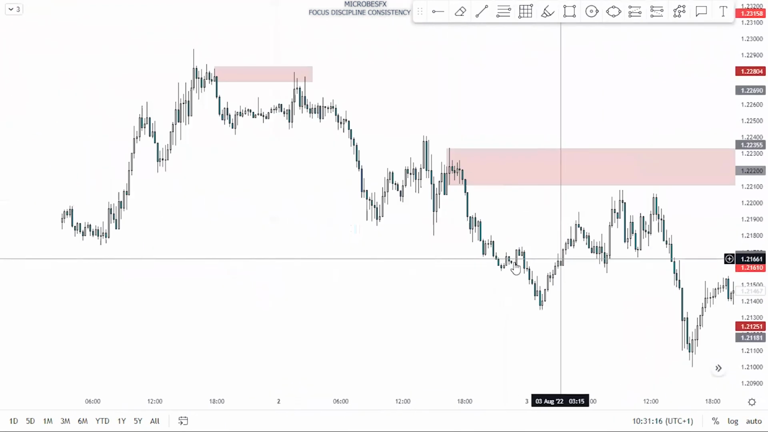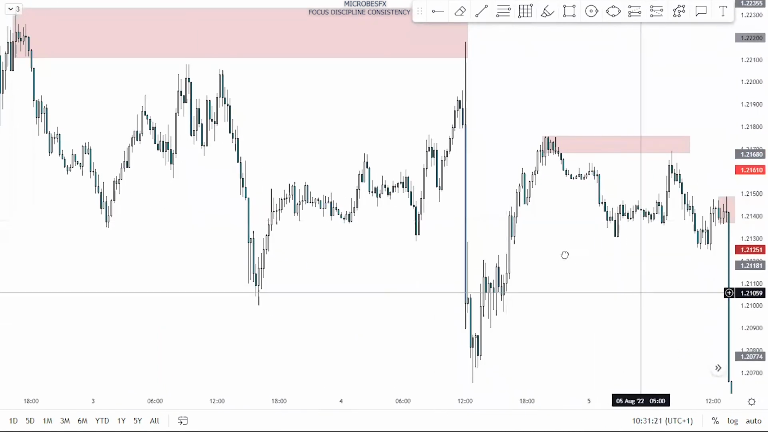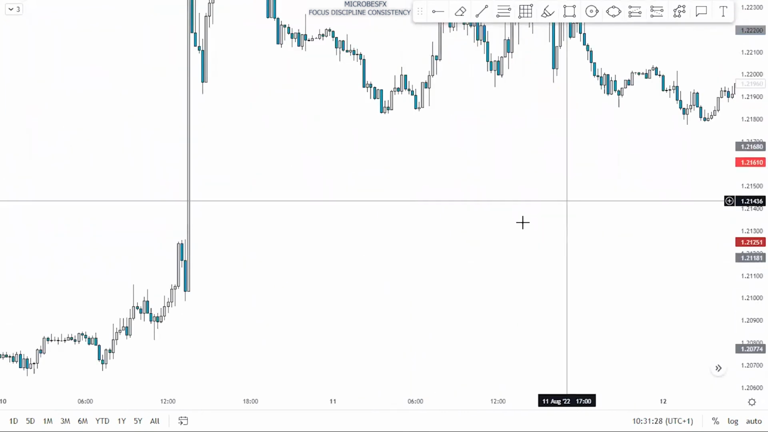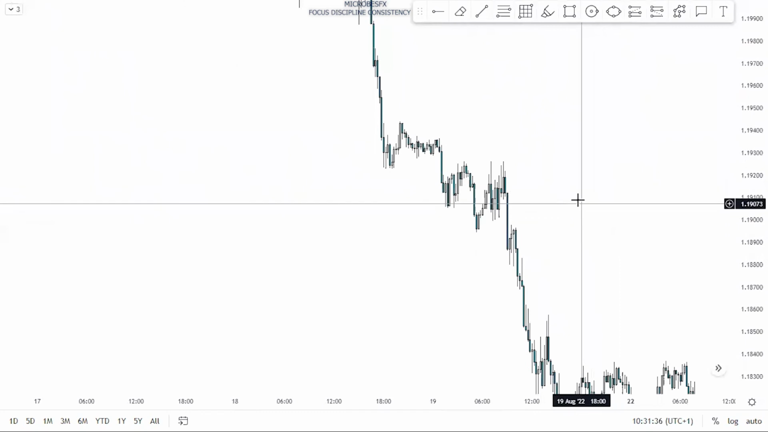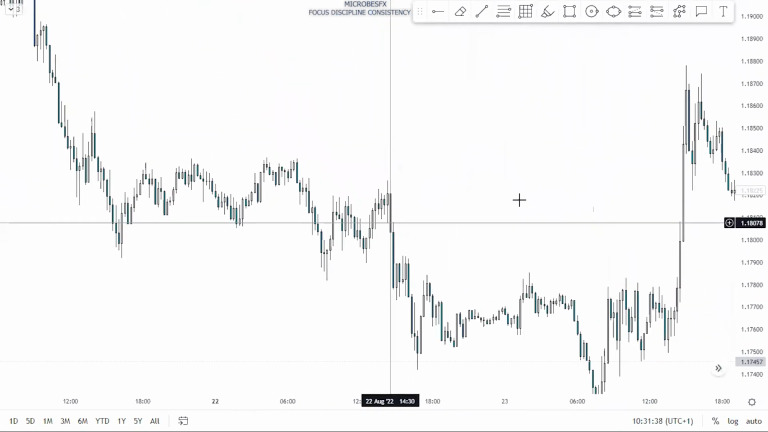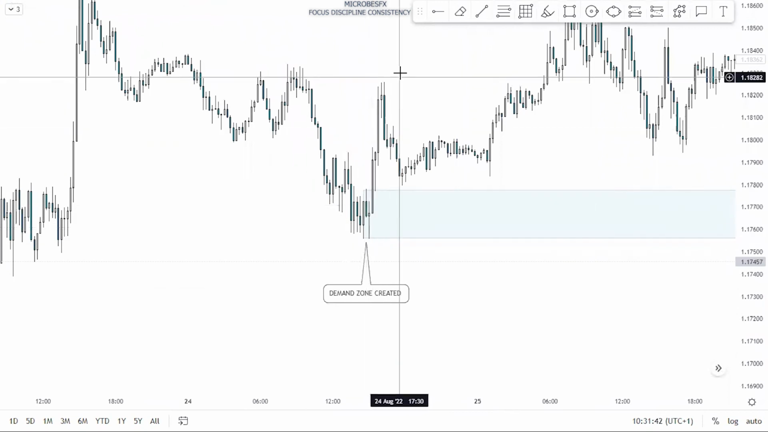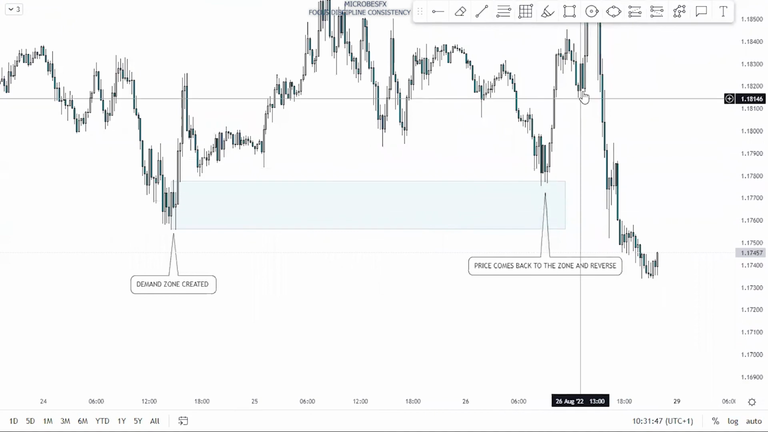You can go ahead and backtest these zones and everything. You can see how they work, get good data on how to draw them properly. During demand zone, remember what I said? Demand zone is the last bearish candle before the bullish move. The demand zone is created. Last bearish candle here before the bullish move. The demand zone is created. Price comes back to this zone, take your opportunity, you buy.